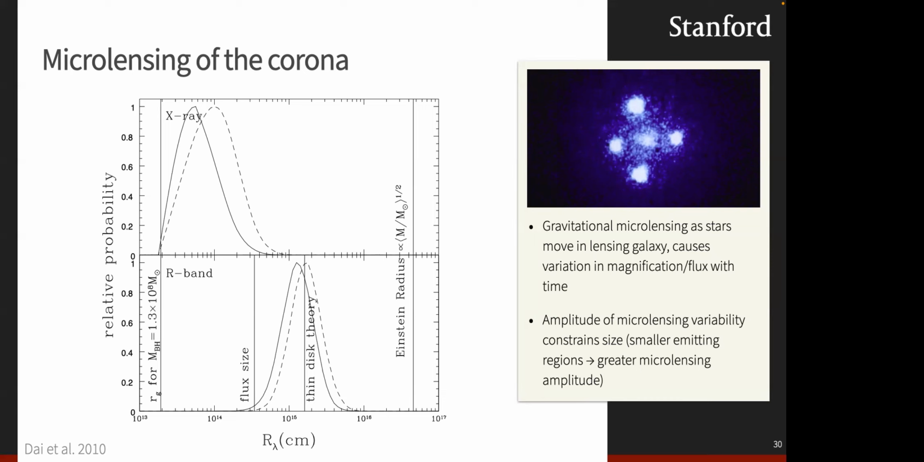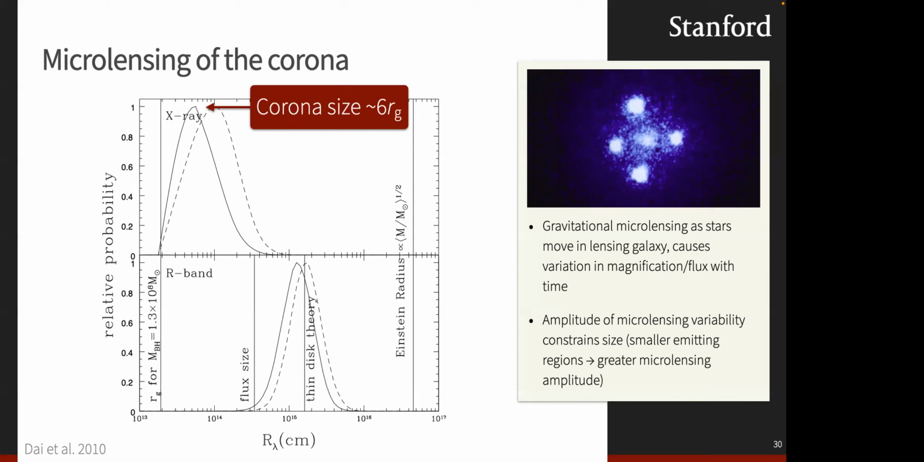Now, big objects aren't affected really by microlensing. So if something is very big, you will only see very small variations as the stars in the lens move. But if something is very compact, you will see big amplitude variations with the microlensing. And what we can actually do is we can use microlensing measurements, and Dye et al. and Chartas et al. have done this. We can turn this microlensing variation into a size. And here we can see that the size of our corona is smaller than 6 Rg, so consistent with what we're finding with the X-ray reflection measurements.